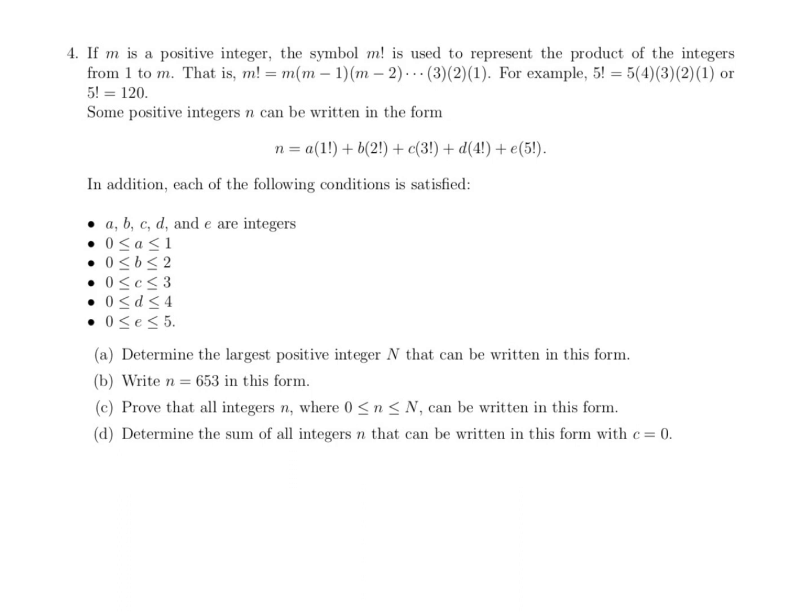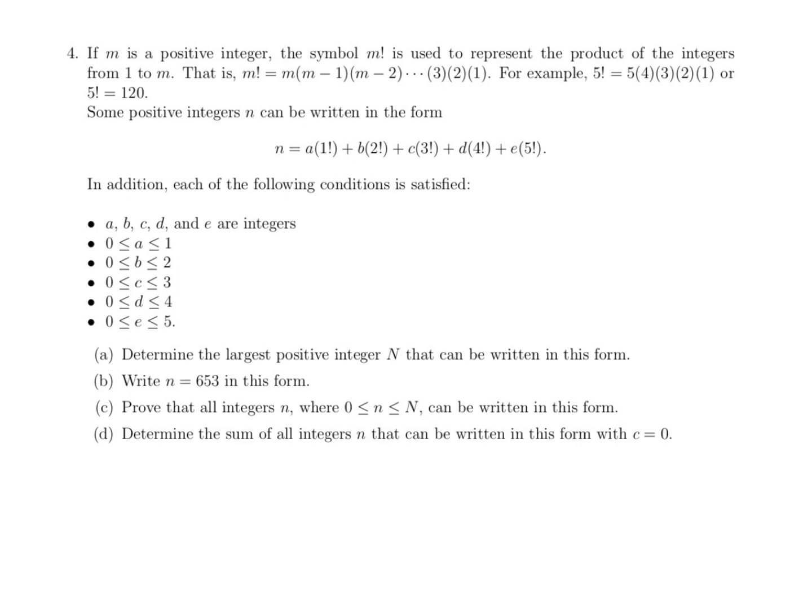If m is a positive integer, the symbol m exclamation mark is used to represent the product of the integers from 1 to m. That is, m factorial is m times m minus 1 times m minus 2 all the way to 1. For example, 5 factorial is 5 times 4 times 3 times 2 times 1, or 120.